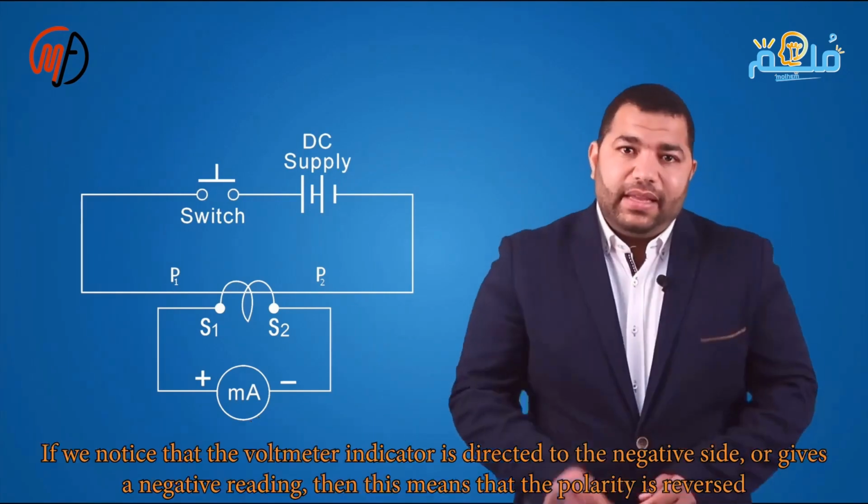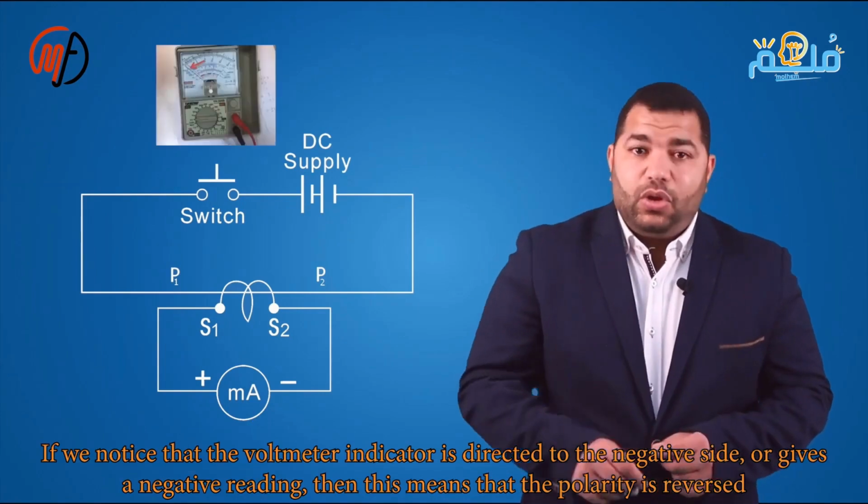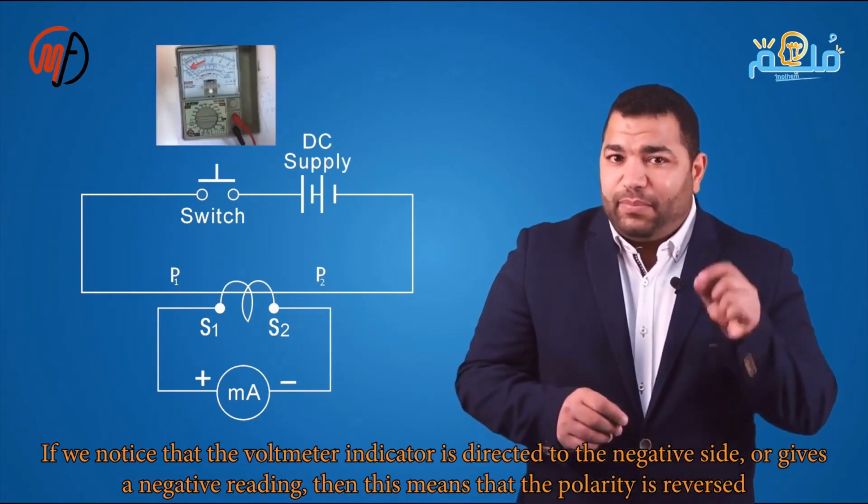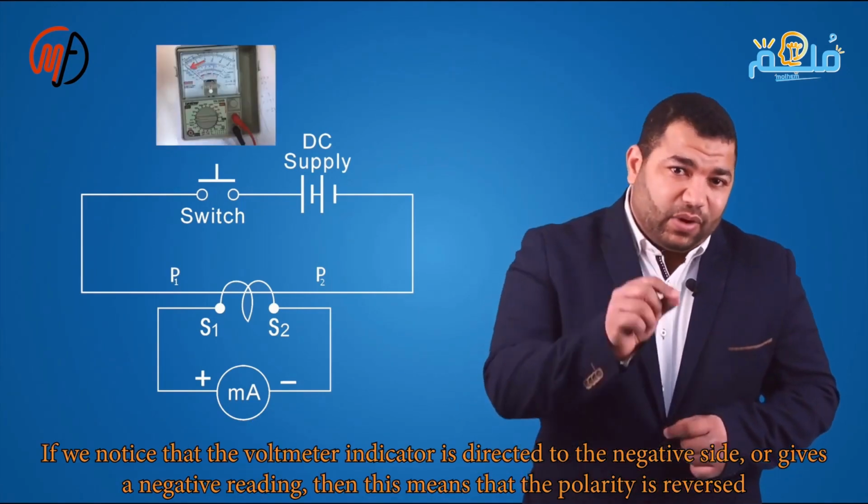If the needle moves to the negative side or the digital voltmeter shows a negative value, that means the polarity is reversed.